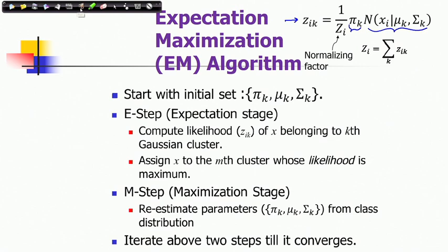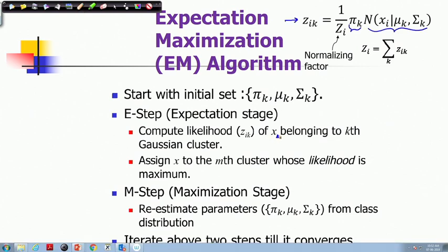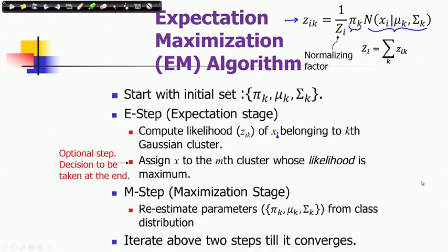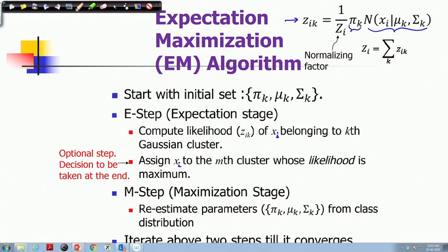In this case this x should be indexed by i. So, we are considering the ith pixel, and this is how we compute the likelihood. And then we can assign this ith pixel, or xi, to the mth cluster whose likelihood is maximum. However, this assignment is an optional step. It should not be taken at every iteration. Only at the final stage, when you have computed the likelihoods of every point, then you assign the cluster which has the maximum likelihood.